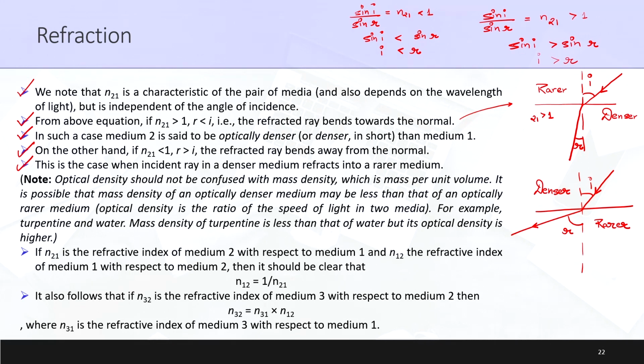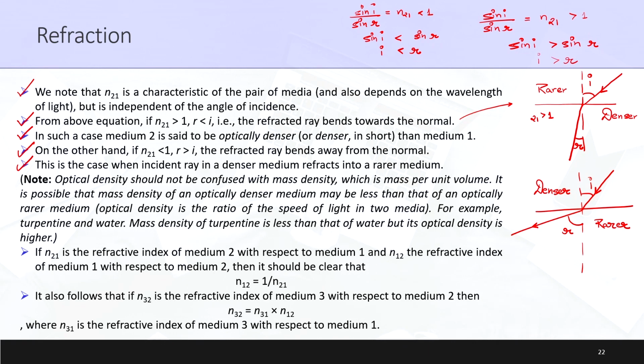So, we cannot relate mass density to optical density; only a simple theoretical explanation is being given here. Okay, fine. For your basic reasoning, you just need to remember what mass density is. Mass density is mass per unit volume, and what is optical density? Optical density is the ratio of the speed of light in two media. Okay, let us move on.